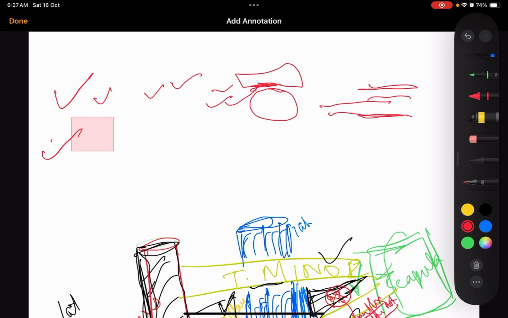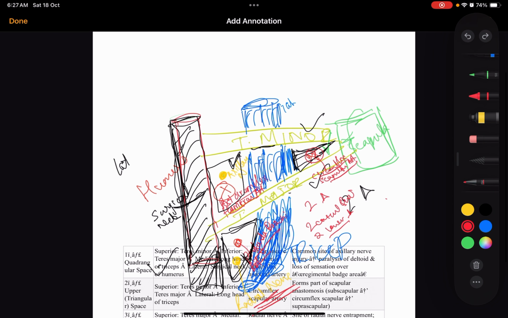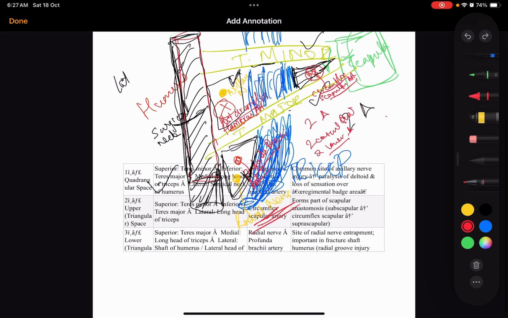The upper triangular space is again, oh my god, what did that happen? Oh, sorry, some glitch probably.